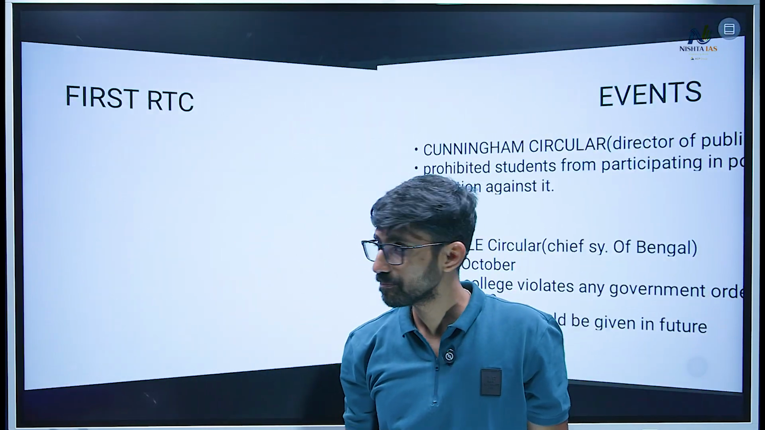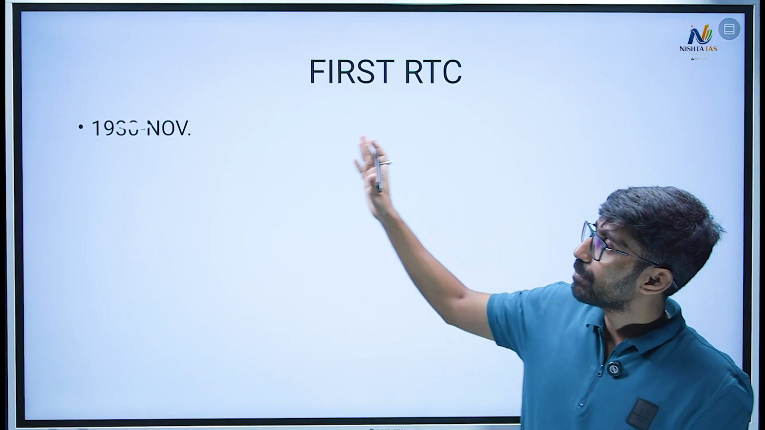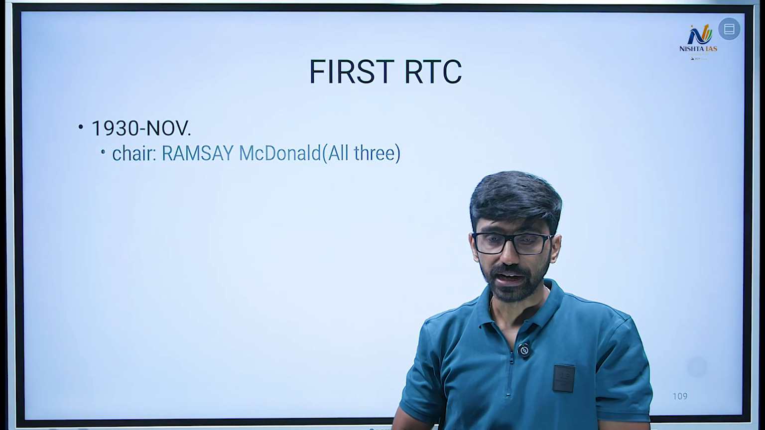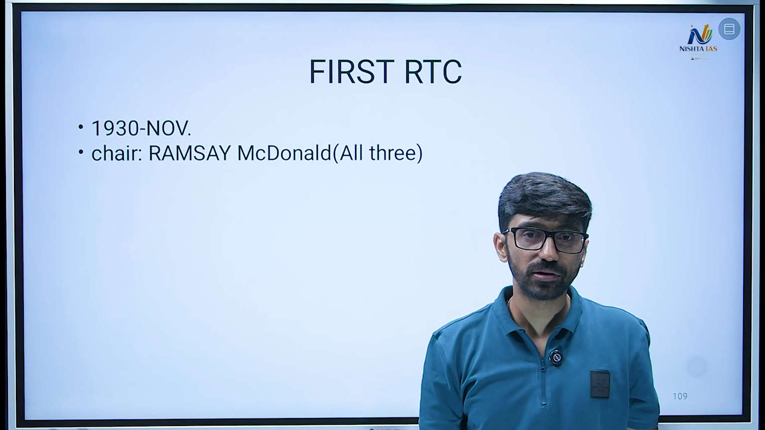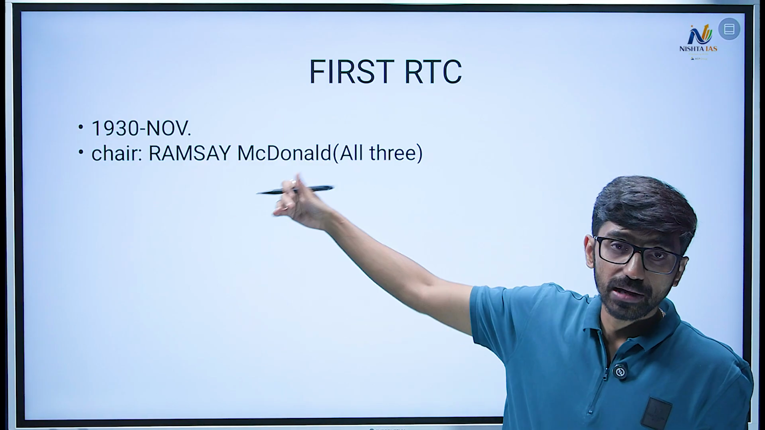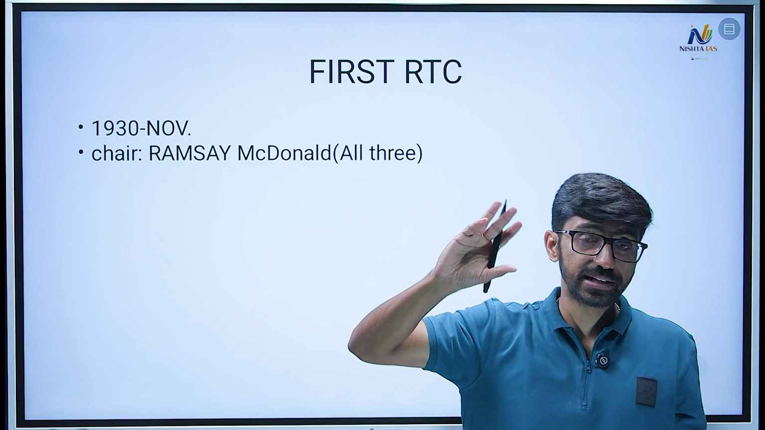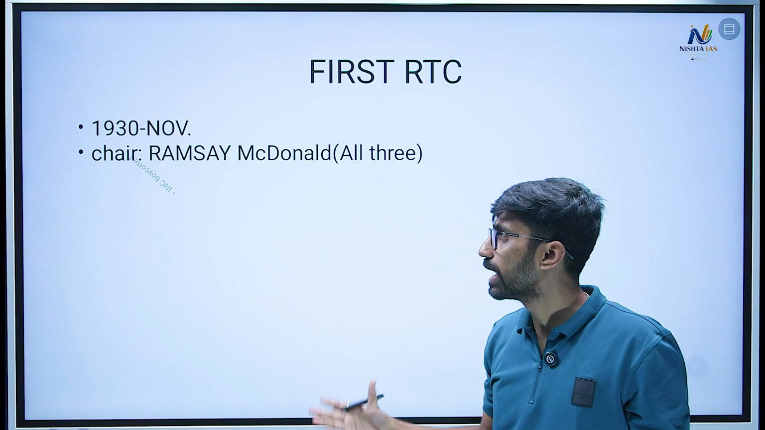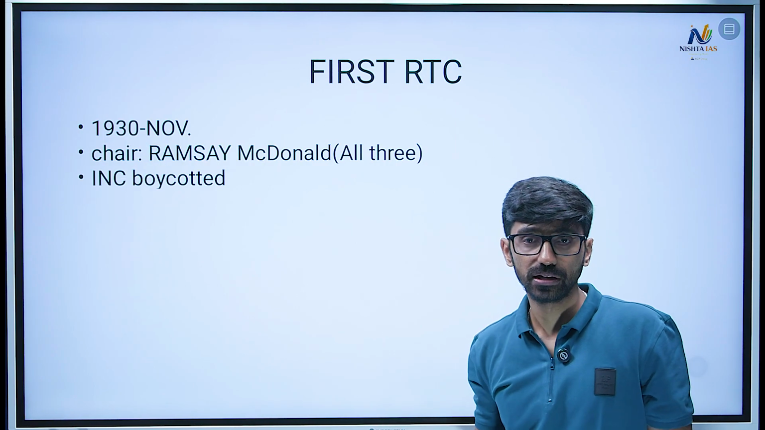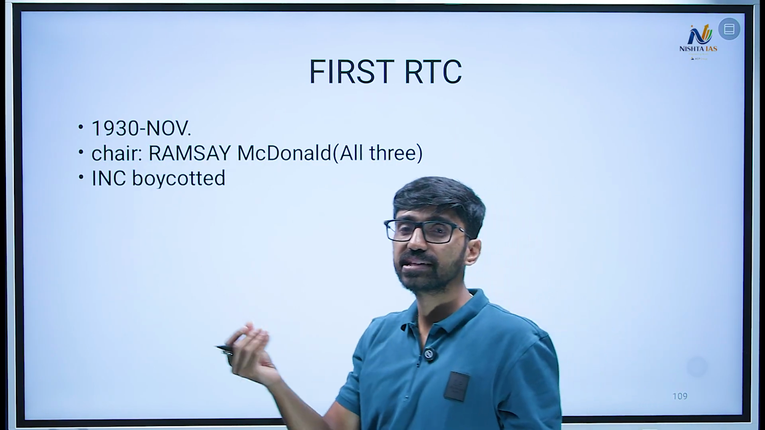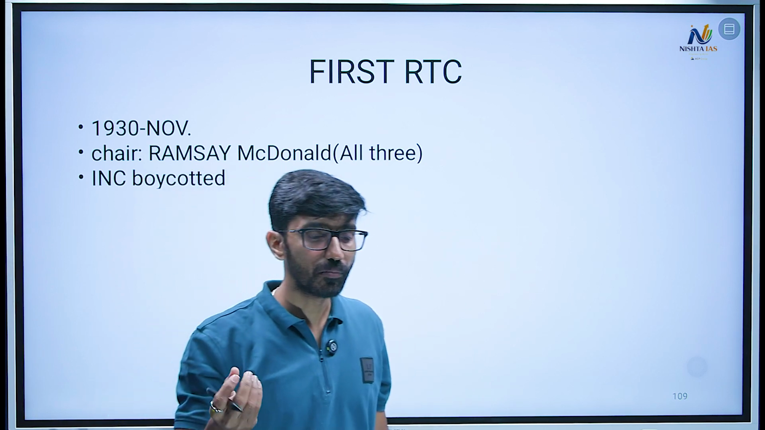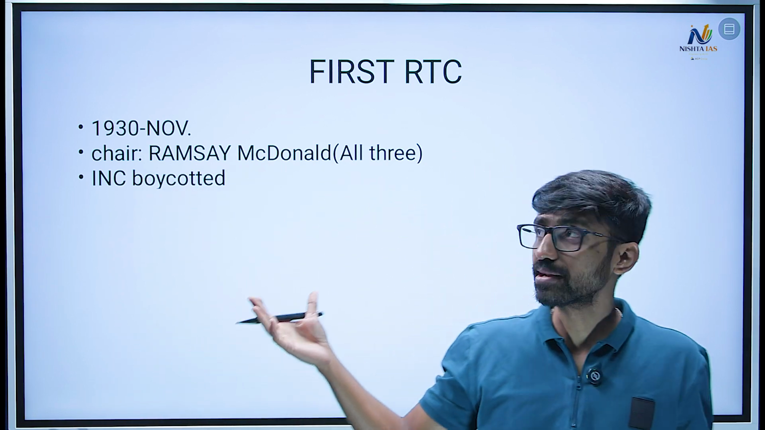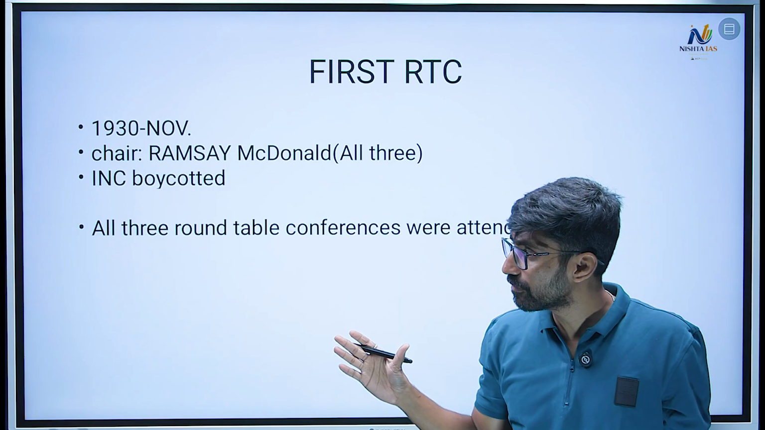Okay. So the first RTC happened in November 1930. That was to discuss India's political future. The chairman was Ramsay MacDonald. For all three RTCs, Ramsay MacDonald was the chairman. Nobody attended it. INC boycotted it. Now Gandhi said, you are organizing Ramlila without Rama. No major leadership of India participated in the first RTC, but some people went.